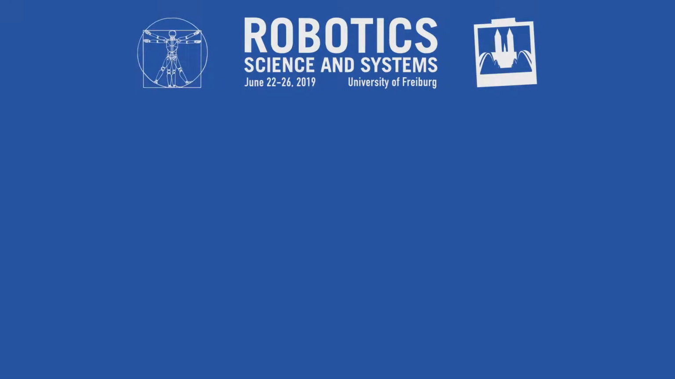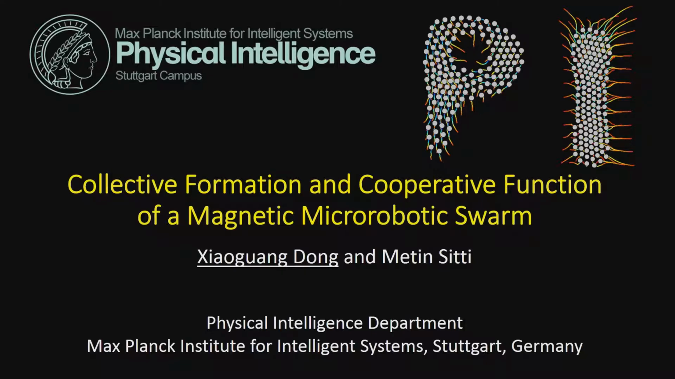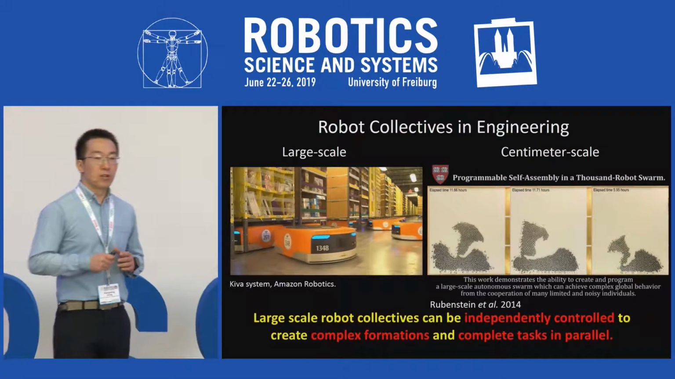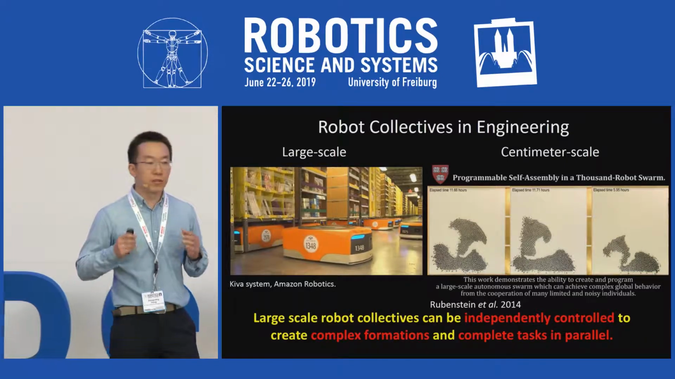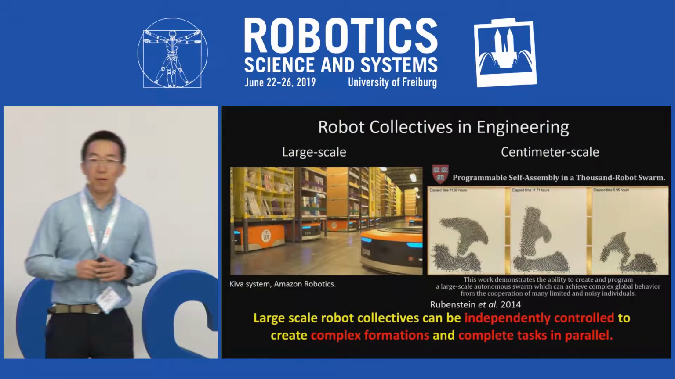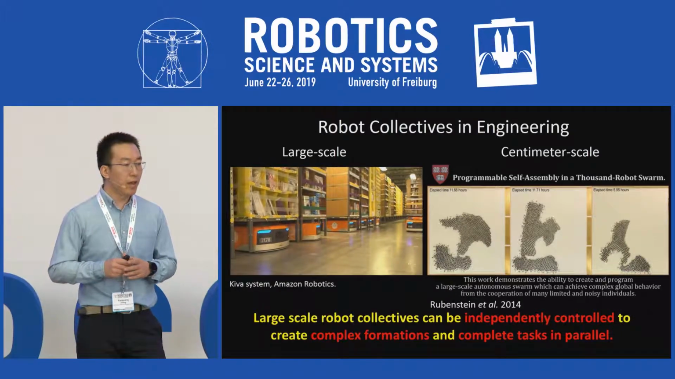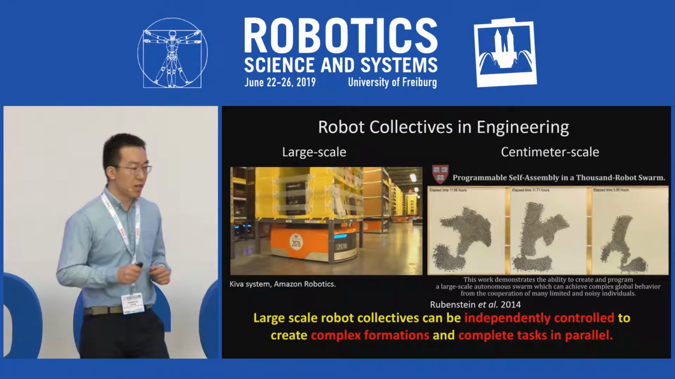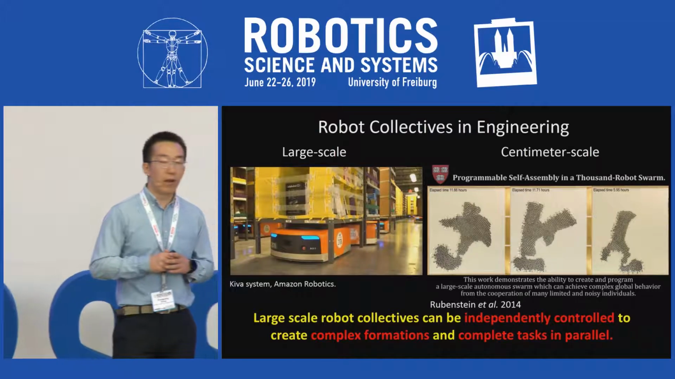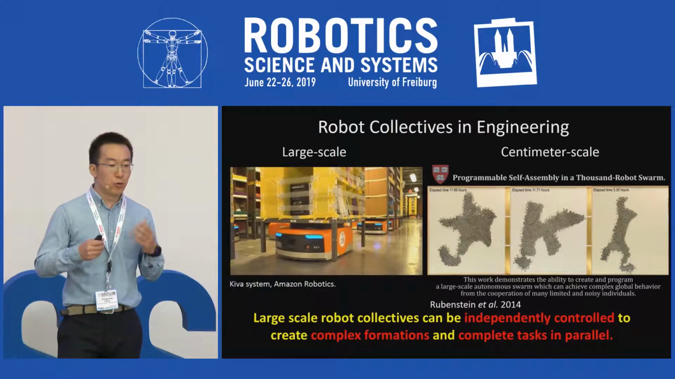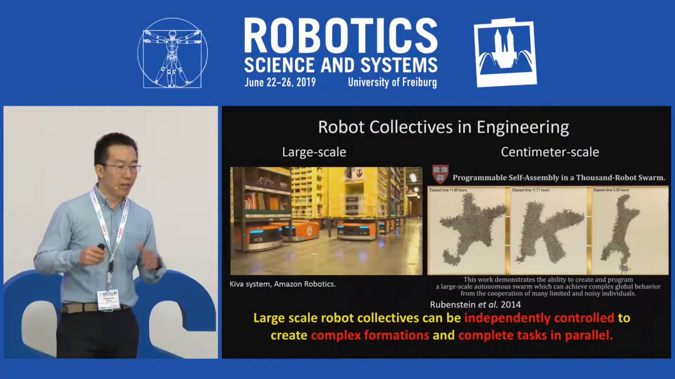Hello, everyone. I'm Xiao Guang. I'm going to introduce our recent work on a macro-scale robotic swarm. Researchers have long been working on large-scale robot collectives, which can be independently controlled for interesting cooperative functions and collective behaviors, such as parallel cargo delivery in warehouses by mobile robots, and the self-assembly into complex formations by the kilobots.